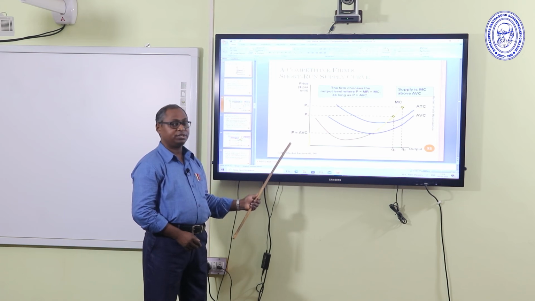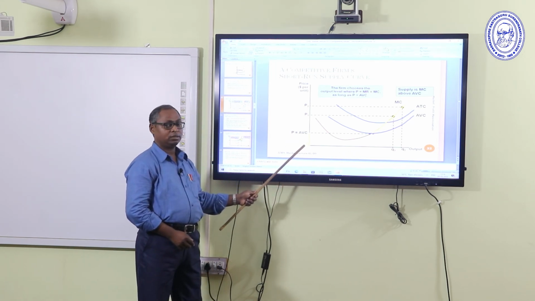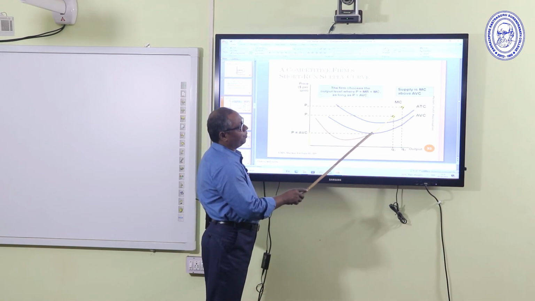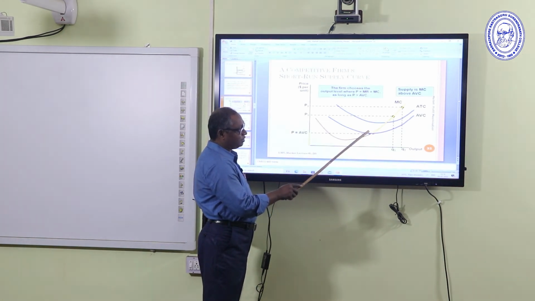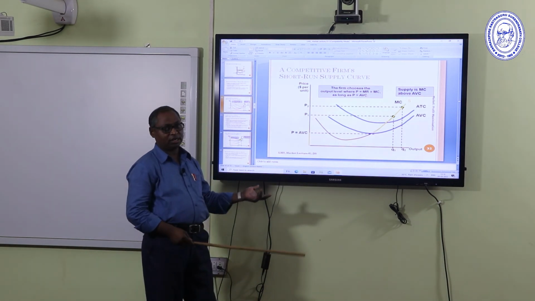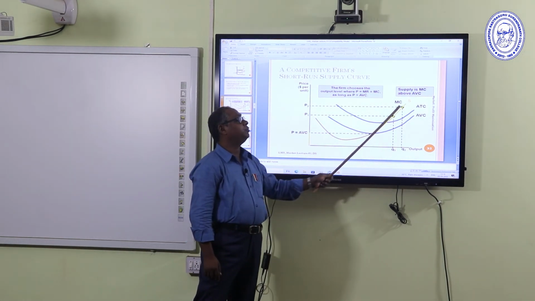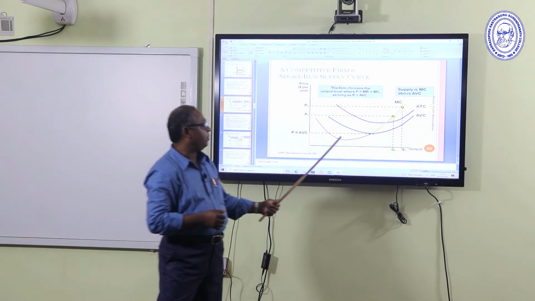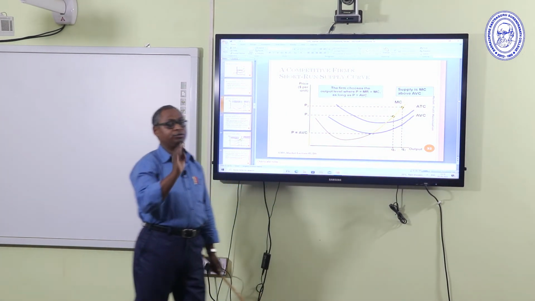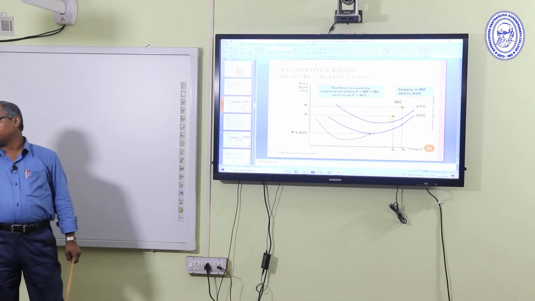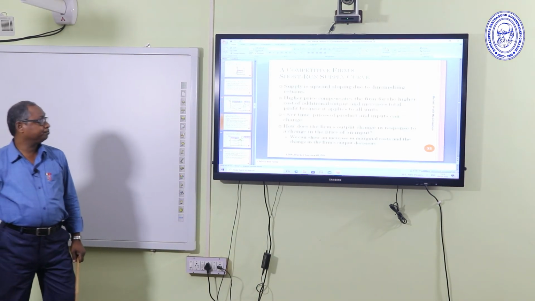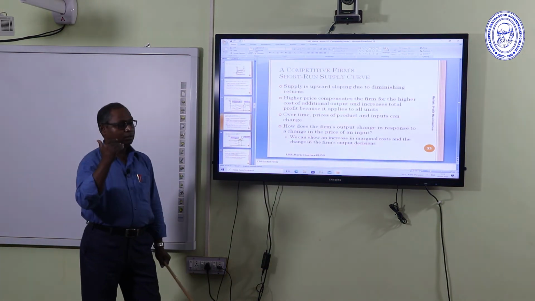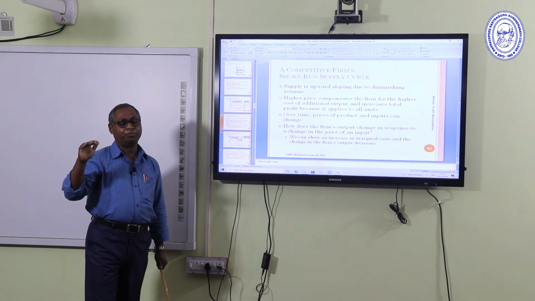If the price is below AVC, then the firm will not supply anything. So it can be concluded that this is the minimum point of AVC, the starting point of production, below which there is shutdown. So the firm's supply curve is the part of the rising MC above the minimum point of AVC. This is the short-term supply curve of the firm. So the short-term supply curve is the rising part of MC above the minimum point of AVC.